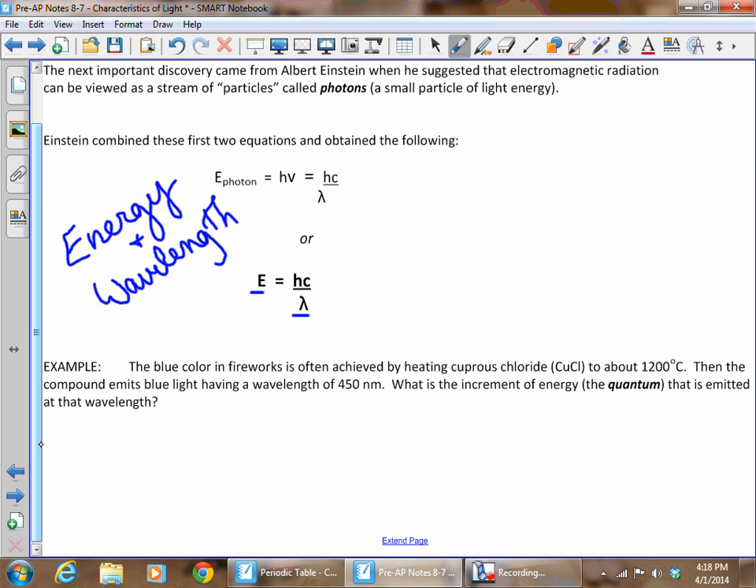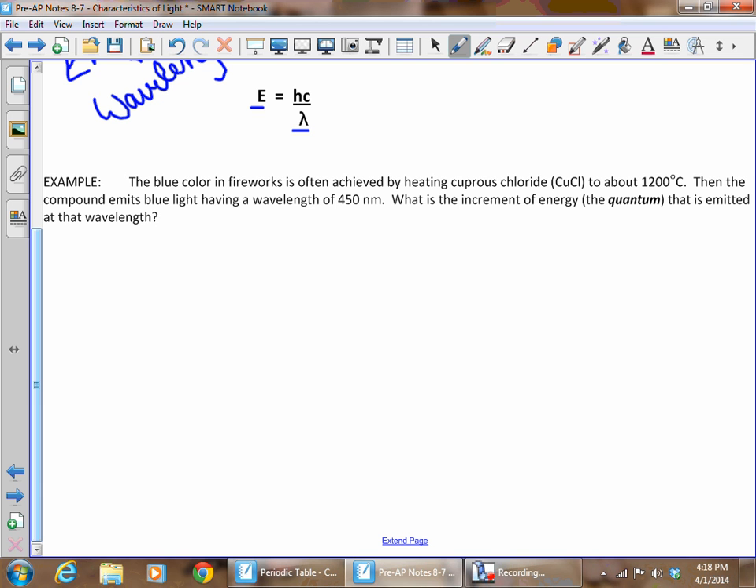So we look at the example problem. It says the blue color in fireworks is often achieved by heating cuprous chloride to about 1200 degrees. Then the compound emits blue light having a wavelength of 450 nanometers. What is the increment of energy? What is the energy, or quantum, small amount of energy, that is emitted at that wavelength? So we've got this wavelength as a piece of information. And since we hopefully remember from a previous example that we need to have wavelength in meters, not nanometers, let's go ahead and convert that.